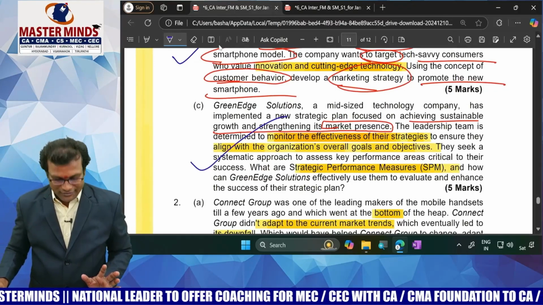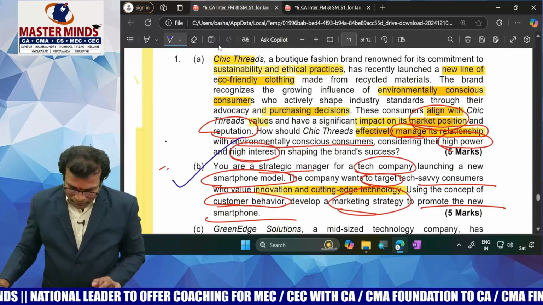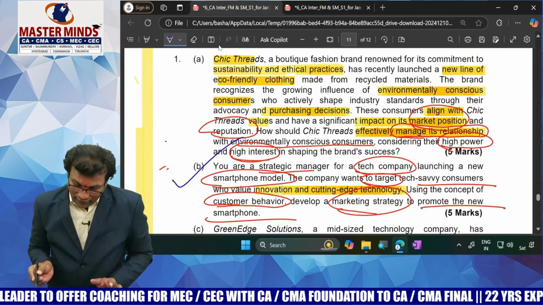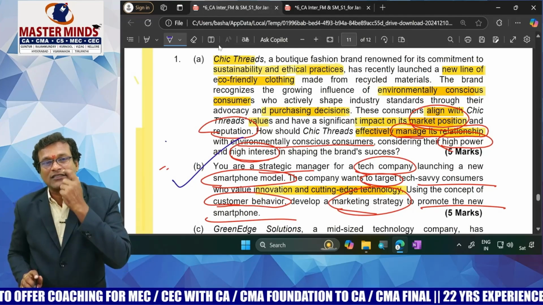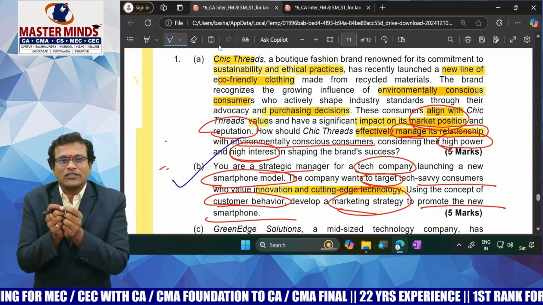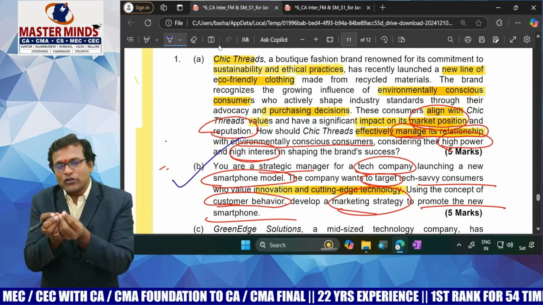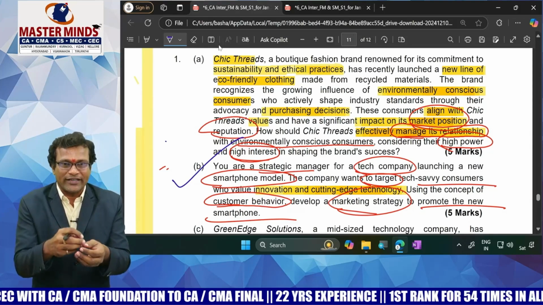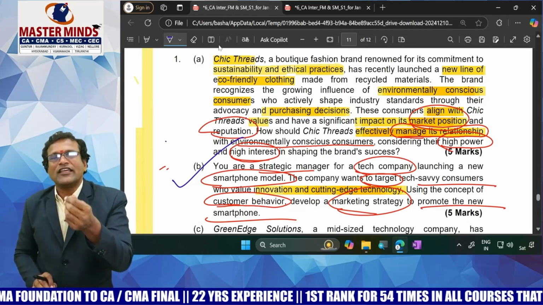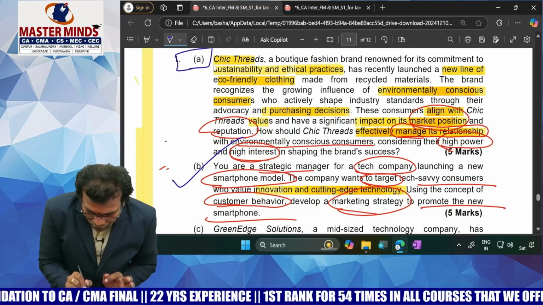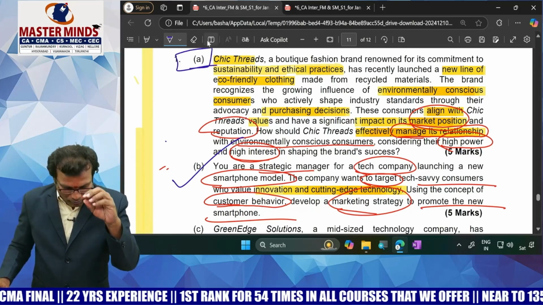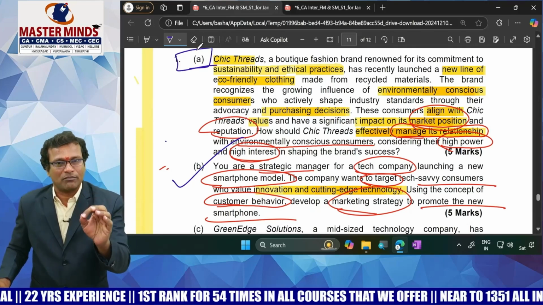Some average students might face difficulty, not in explaining how the customers have high power and high interest in question number 1A. So a bit of logical thinking is required there. You have to relate the statements given in the case study called 1A, and you have to explain that. Means you need a bit of thinking to answer question number 1A. Some students whose preparation is not so good might face some difficulty in answering question number 1A.